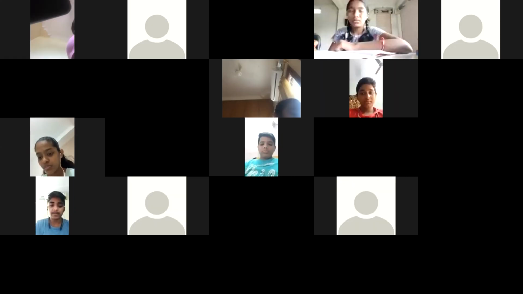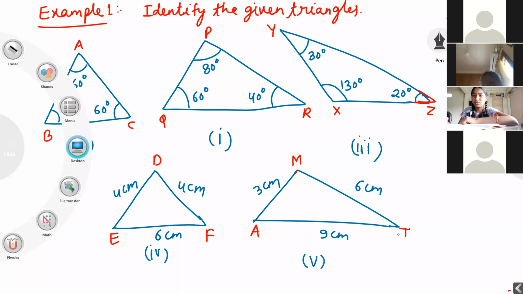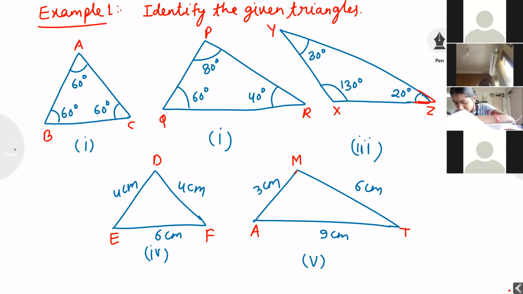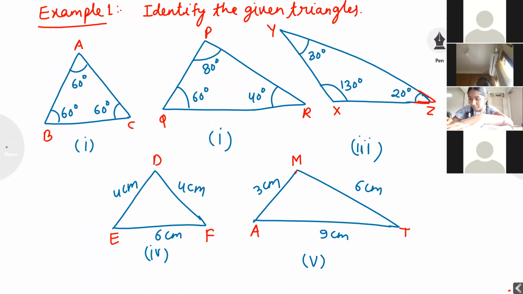I have explained to you: in the given triangle, if each and every angle is less than 90 degree, that is called acute angle triangle. In a given triangle, at least one angle is greater than 90 degree, that is called obtuse angle triangle. Now first triangle is equilateral triangle because each and every angle is 60 degree. Second triangle, each and every angle is less than 90 degree. This is called acute angle triangle.